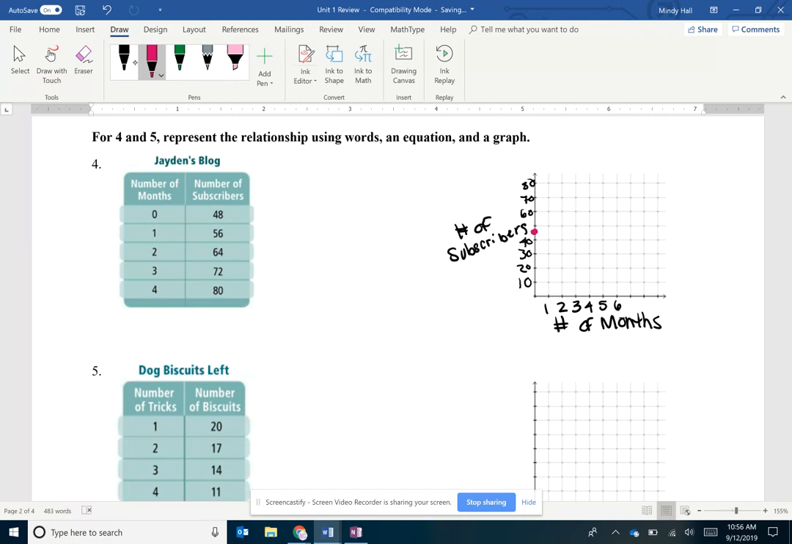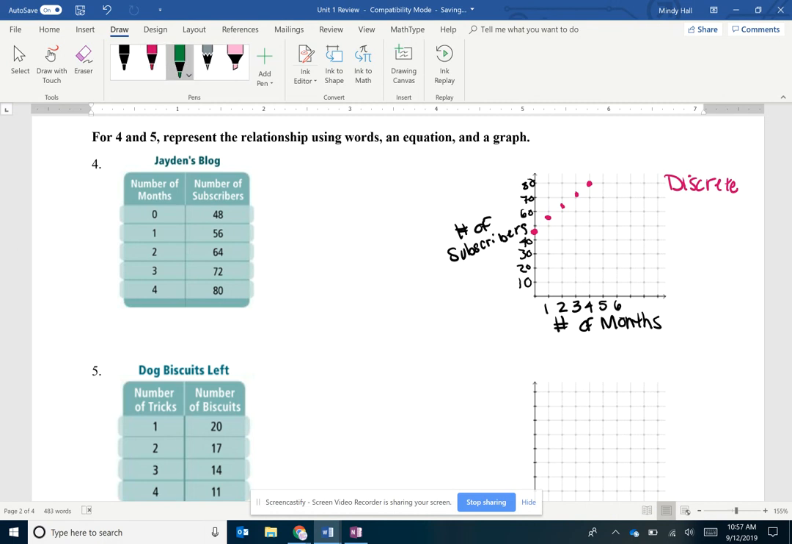Then after 1 month, he has 56. Then at 2 months, he has 64. 3 months, he has 72. And 4 months, he has 80. So you notice for the most part, this does appear to be a linear graph. Now, with this graph, it is going to be a discrete graph because although we may be able to look at partial number of months, I can't have partial number of subscribers. So because I can't have partial number of subscribers, I can't combine them.